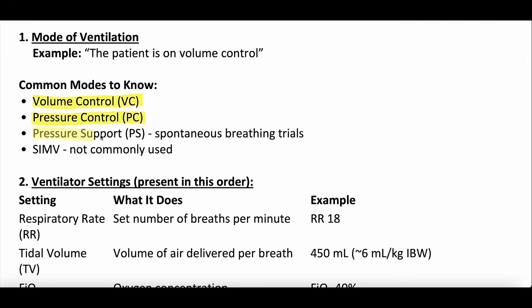Pressure support is important to think about too if they're on it, right? Spontaneous breathing trial patients, when you're trying to liberate them from mechanical ventilation, often have a pressure support trial. SIMV people still talk about, but this is not commonly used, so we're going to cross it off there. So the two main ones with kind of a third possible that you need to know are volume control, pressure control, or pressure support. So if you're on rounds, it's important to start with, patient is on volume control, or patient is on pressure control, or patient is on a pressure support trial, right? So that is number one, mode of ventilation.